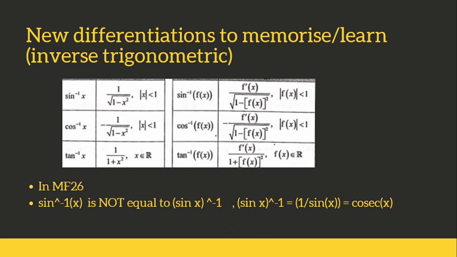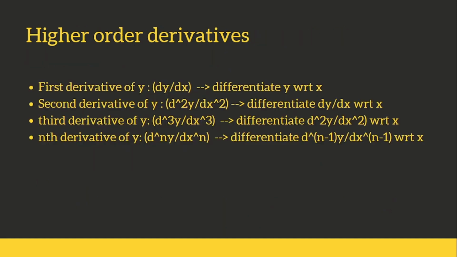And take note that sine inverse of x is not equal to taking the entire sine expression and making it power minus 1. Because sine x as a whole to the power minus 1 is just 1 over sine x. But sine inverse x is like when we have sine x equal 30 degrees, then you want x, we sine inverse the 30 degrees. So that's the difference.